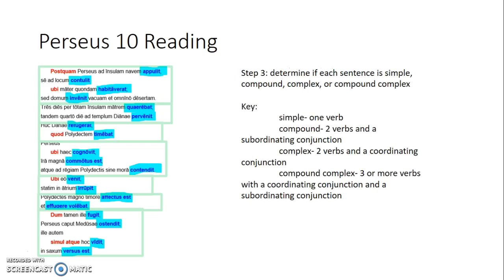Step 3. Determine if each sentence is simple, compound, complex, or compound-complex. Here is a key to determine. Simple, there is 1 verb. Compound, there are 2 verbs and a subordinated conjunction. Complex, 2 verbs and a coordinated conjunction. Or compound-complex, 3 or more verbs with a coordinated conjunction and a subordinated conjunction.